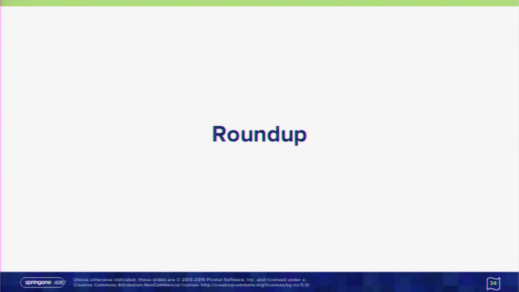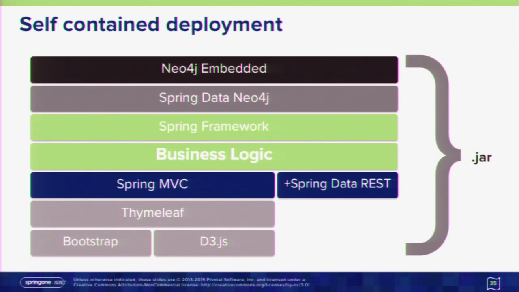So let's round this up. We are running a bit late. We have a self-contained deployment model. After we finished, we have Neo4j running in embedded mode. That was perfectly fine for us. We didn't have horizontal scale-out needs. We do have Spring Data Neo4j as abstraction towards your persistence layer. We then have the Spring framework, of course, the core framework.